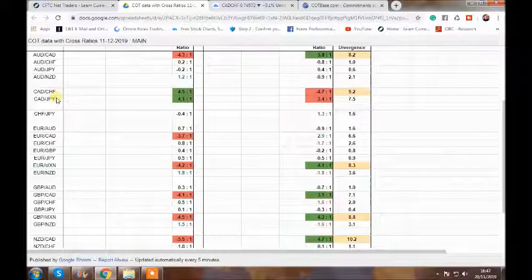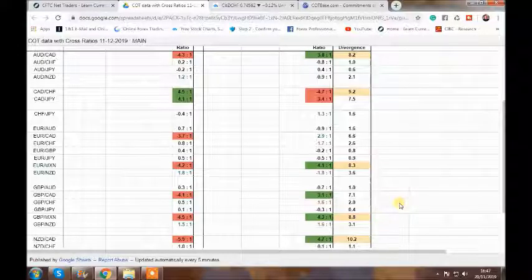CAD CHF, CAD JPY, 9.2 and 7.5. Really good divergences again. Euro CAD, smallest, but still decent divergence historically at 6.6. Then we've got GBP CAD, one of our favourite long-term trades at the moment, 7.1. Then we've got the really big one, NZD CAD at 10.2. So when you've got commercials universally bearish, speculators universally bullish, you can sell the CAD on a basket of majors, and you're probably going to come out ahead.